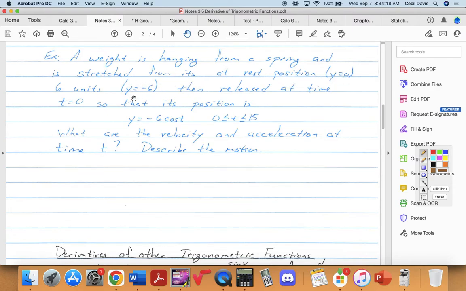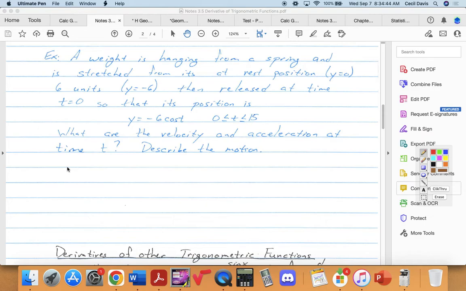0, 6 units. So it's stretched down to y equals negative 6. Then released at time t equals 0, so that its position is given by y is equal to negative 6 cosine of t for times between 0 and 15 seconds. What are the velocity and acceleration at time t, and describe the motion?